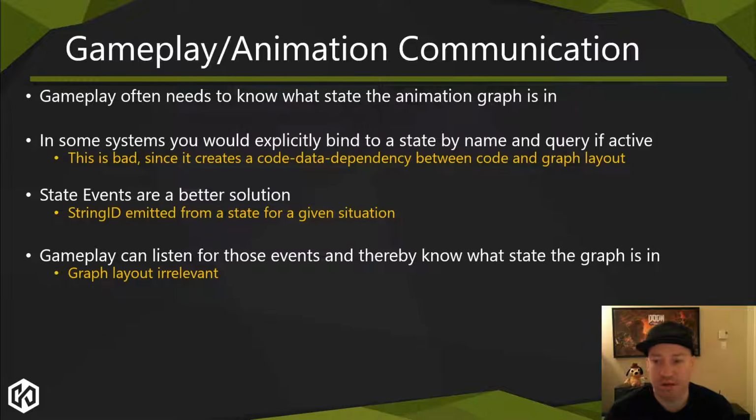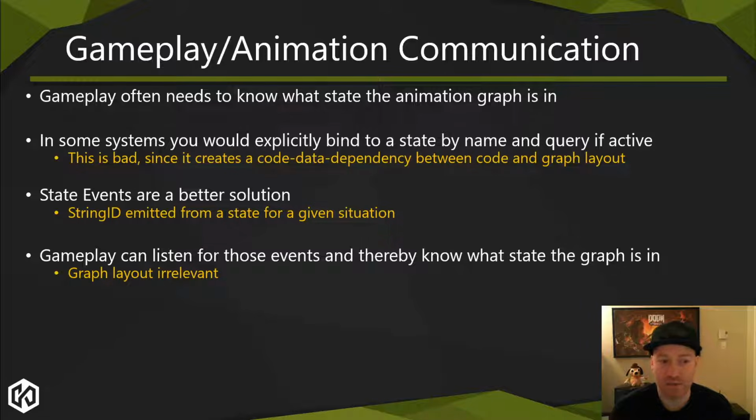Now we get to another common headache, communicating between animation and gameplay. Gameplay needs to know what state the graph is in a lot of the time, because they'll issue a command like, hey, you need to do a jump. But gameplay doesn't exactly know when that jump is finished or when the graph is even in the jump loop. You know, it needs to have that information so it can react, it can send different information, it can handle the physics in a different way, what have you.